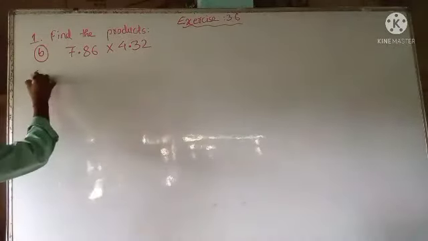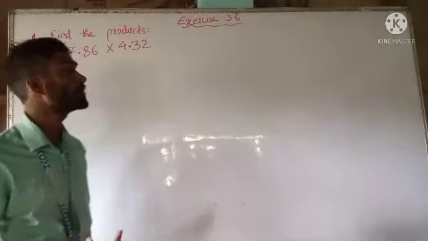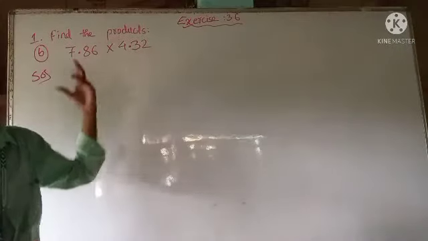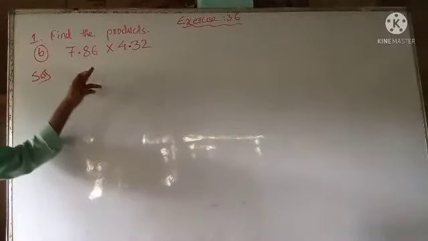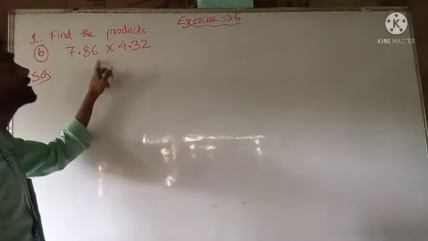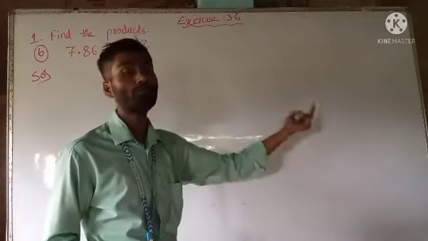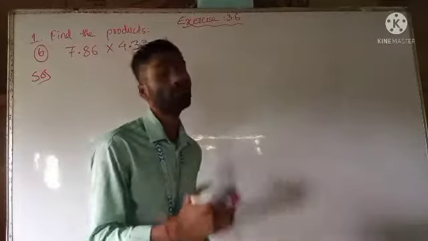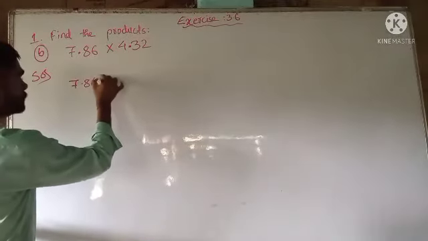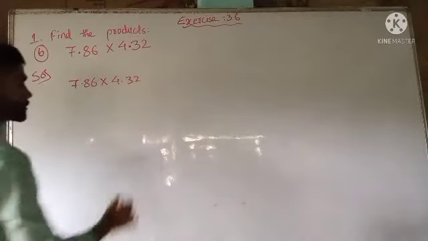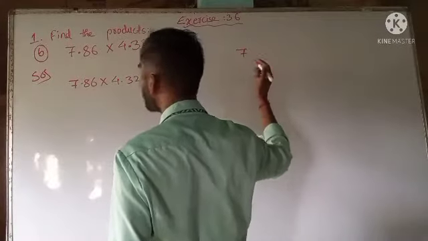So how we are going to multiply this one is that, like ordinary multiplication, how we used to ordinarily multiply the numbers, in the same way we are going to multiply the numbers, and then we will count the number of digits after the decimal point in both the cases, and then we will put the decimal point in the product obtained, from the right hand side. So 7.86 into 4.32. Let us multiply them. Let us remove the point and just multiply the numbers.